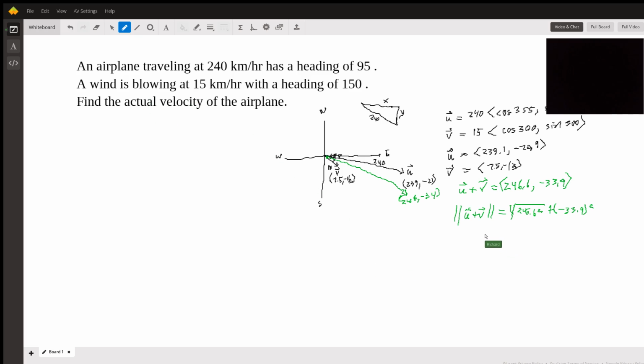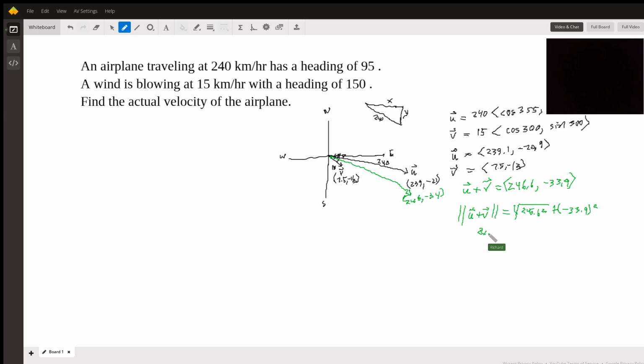So this turns out to be 248.9. So the magnitude here is 248.9. I'll say 249. And that makes perfect sense. You can see this is traveling just a teeny bit faster than the original speed, the speed that they were traveling at. You could think of this as the traveling without a wind. This is the speed that they would be traveling. With the wind, they're traveling slightly more.